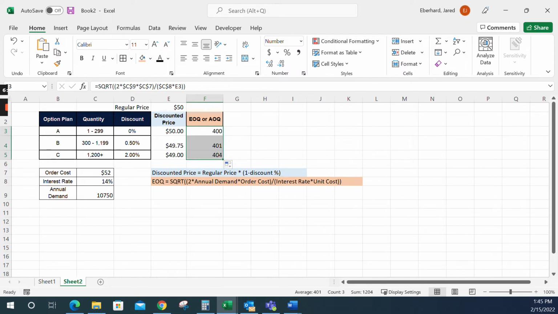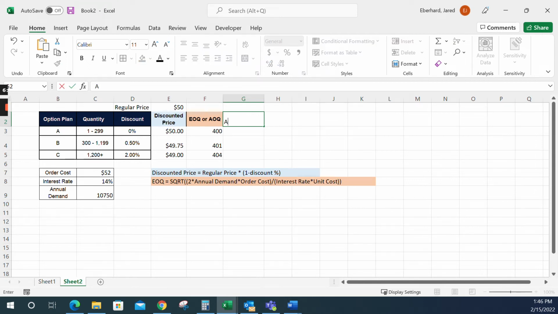If I drag that down, it doesn't change a whole lot because the only thing that changed in that formula was this discounted price. But it's still going to tell me that my economic order quantity, the place where I balance out my ordering cost and my holding cost, is relatively low inventory. But let's find out what that does to our costs. Since we balance ordering cost and holding cost, let's go figure out first what our annual ordering cost would be.